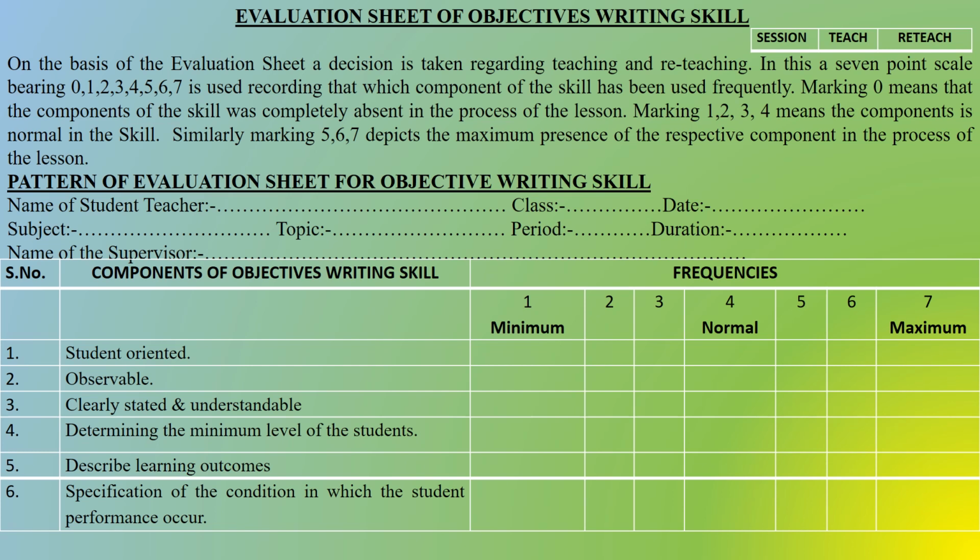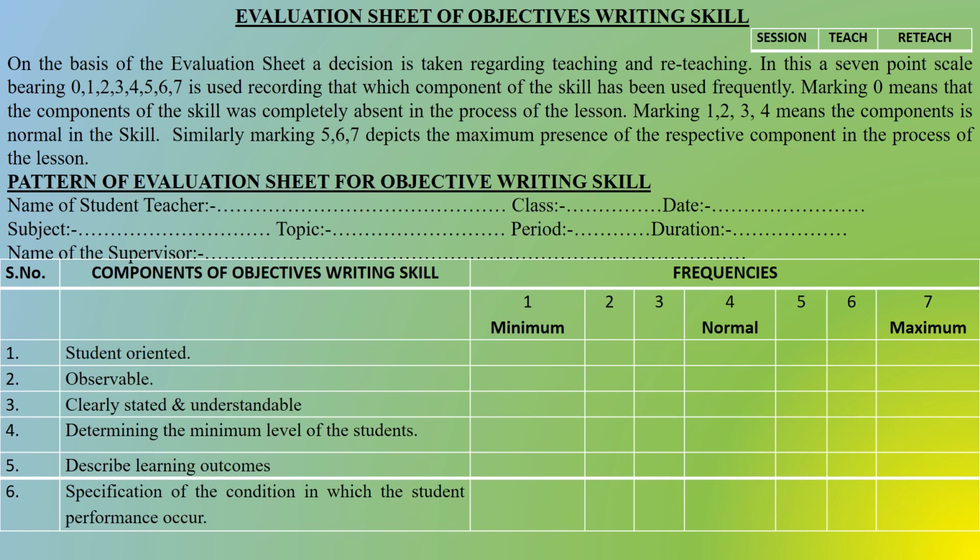Now, the pattern of the evaluation sheet for objective writing skill is that the student is supposed to write the name of the teacher, the class which he is going to teach, date, subject which he is going to teach, topic of the lesson, period in which he is teaching, time duration of the lesson, and the name of the supervisors.